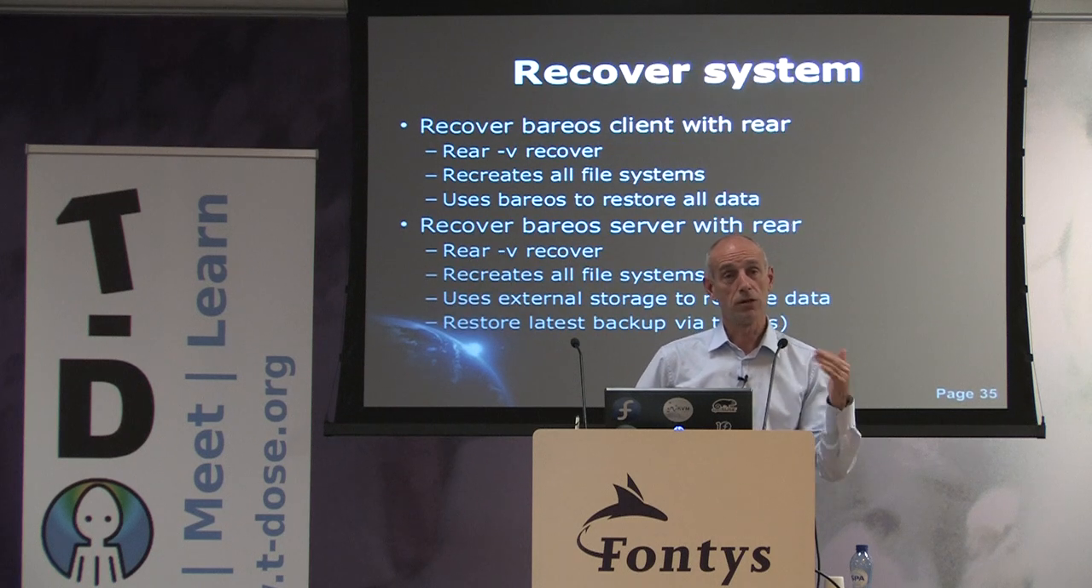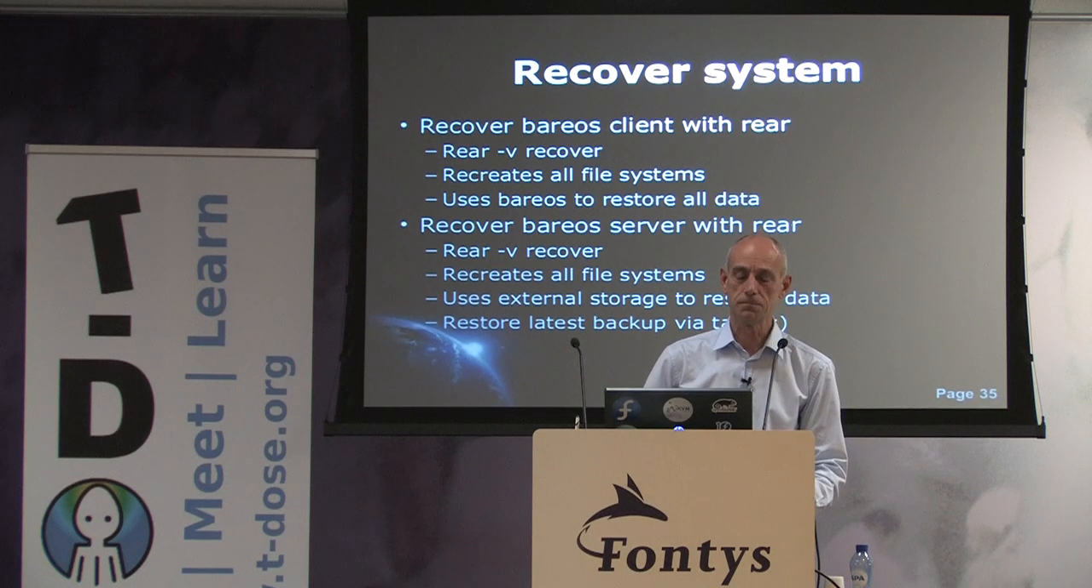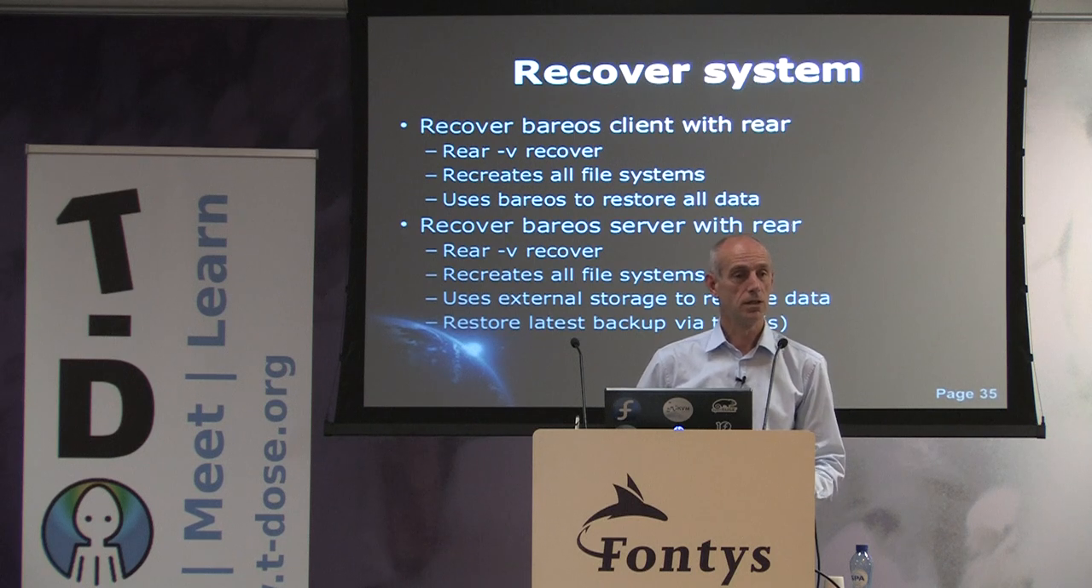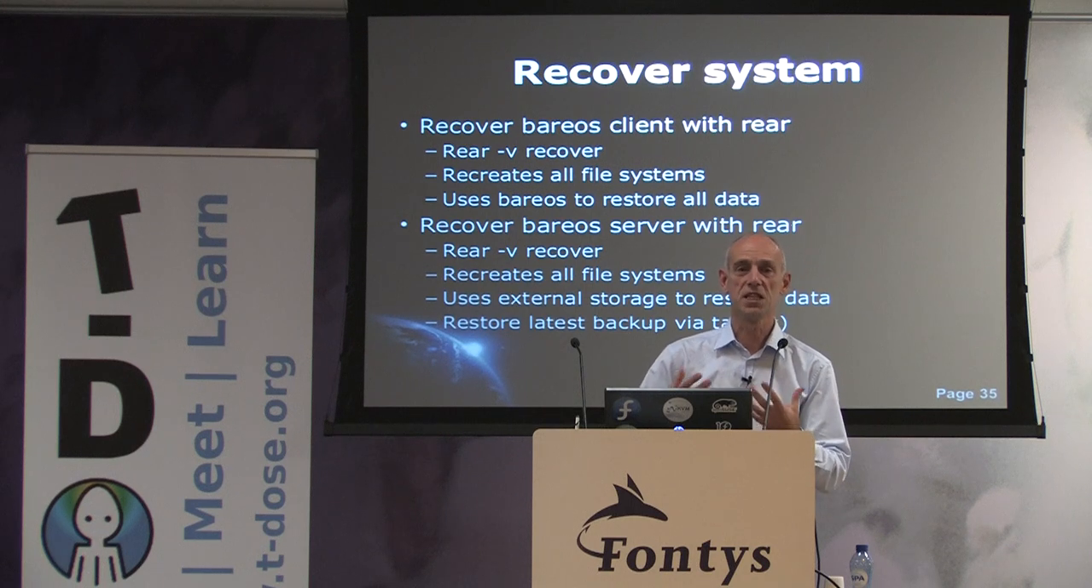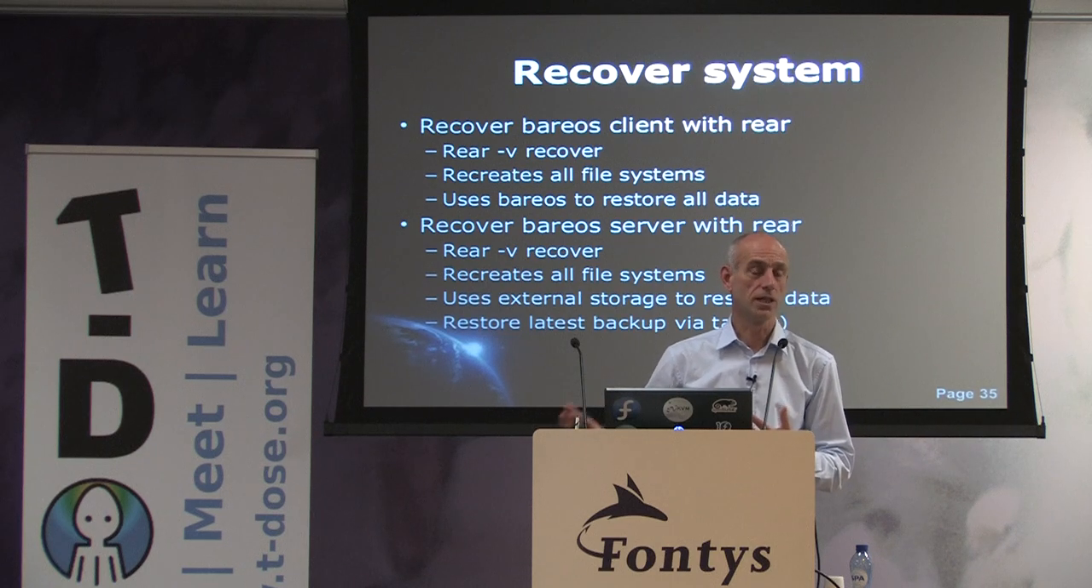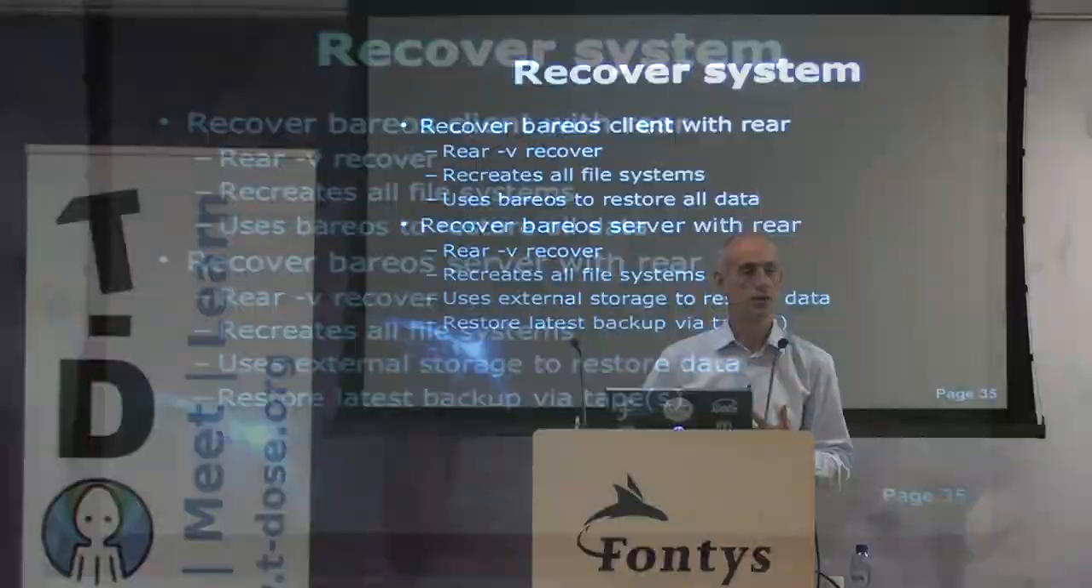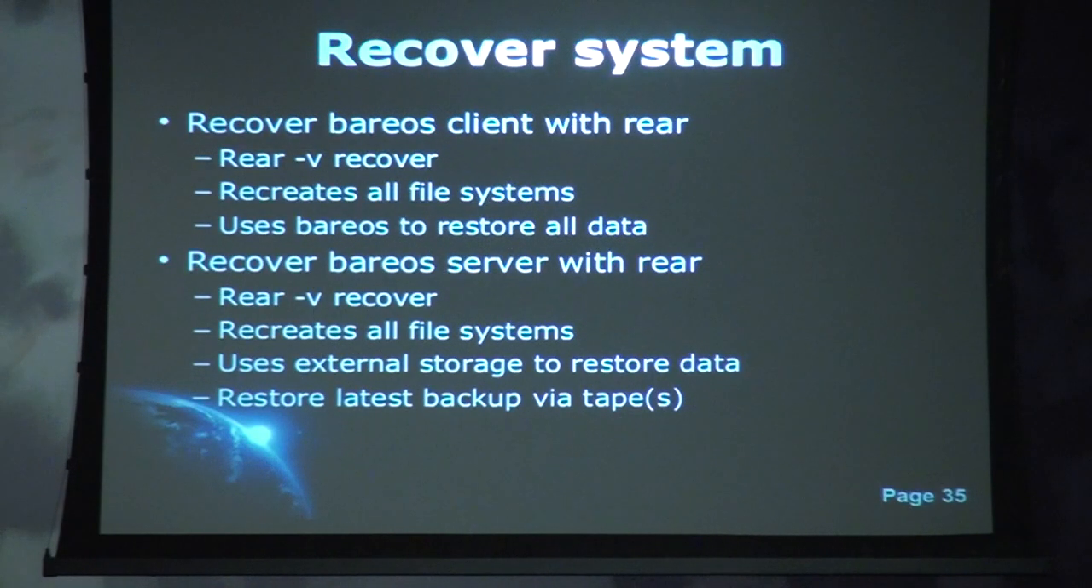Recovering a system, again, you have two schemes here. The Bareos clients, who are using Bareos as a backup server. If something happens with it, you replace the hardware or you put it on another system and you just type rear recover. The image that you made for that client knows everything about itself, about its scheme, about its root file systems, what to mount and what to recover, and it will communicate with the Bareos server, once you have an IP address, to restore all the data automatically. The only thing you have to do is type rear -v, for verbose, recover. And that's it. It will do all the rest automatically.